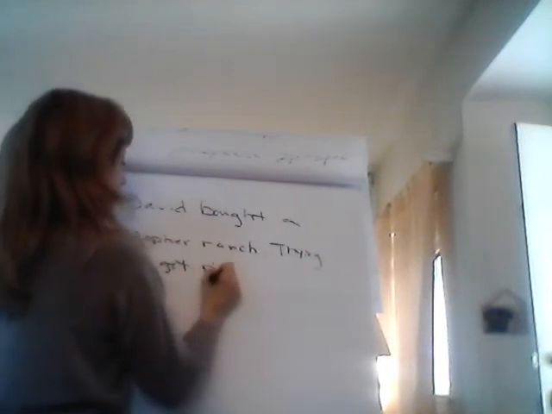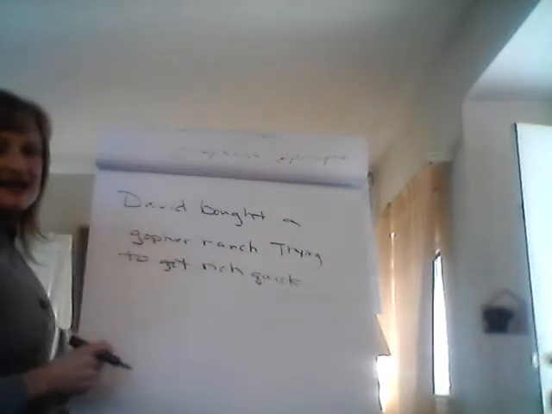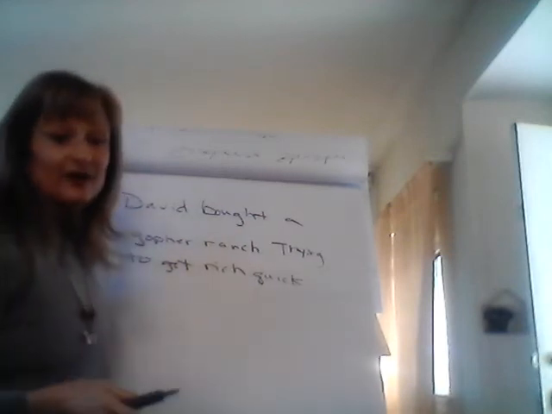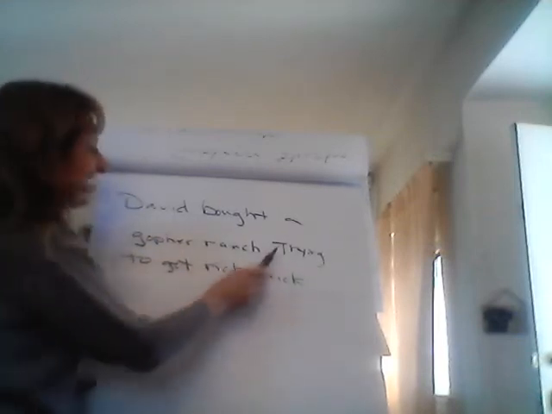Something like this. It says, "David bought a gopher ranch." All right. And then we had "trying to get rich quick." Well, we don't know why David bought this gopher ranch or any more information, but this is a complete sentence. This one is not.